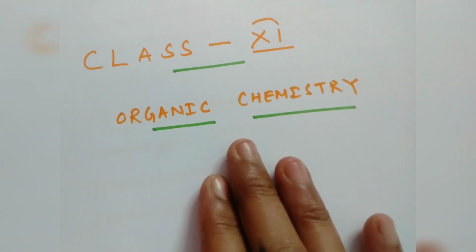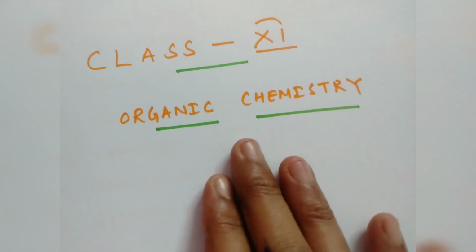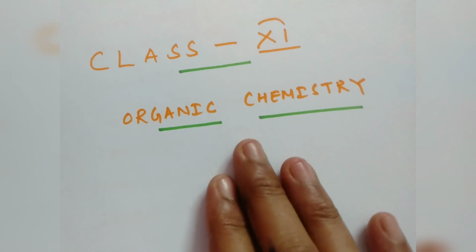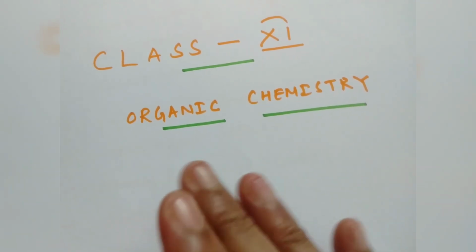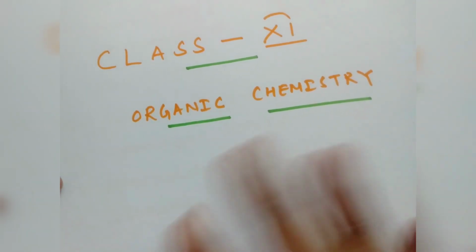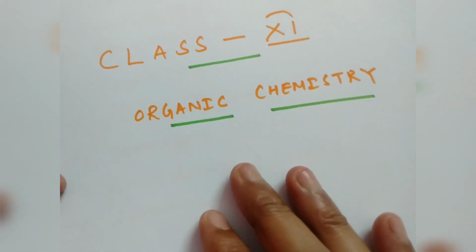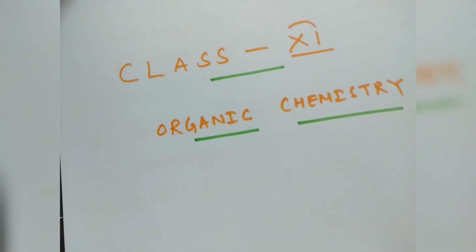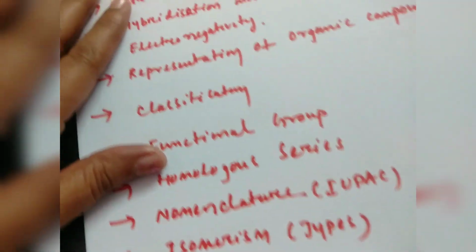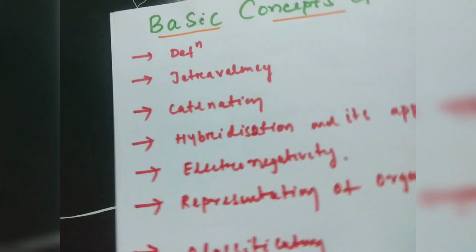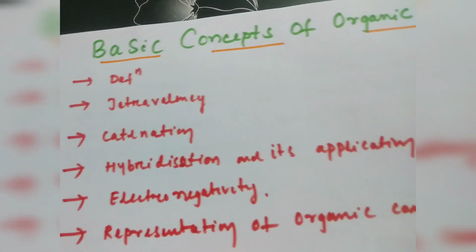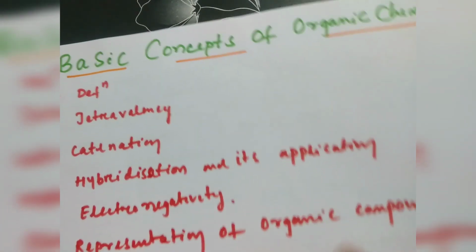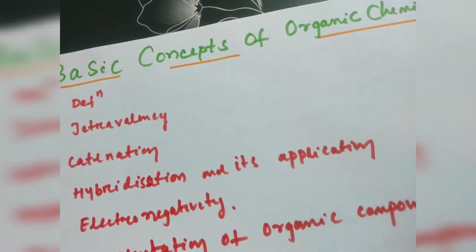Okay, first we will study the basic concepts, that is, basic principles and techniques of organic chemistry. Then we will continue thereafter. Okay, now, what are the topics that we will focus on in this chapter? First is basic concepts of organic chemistry.